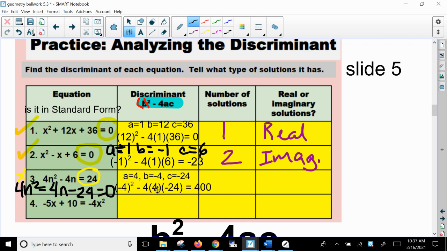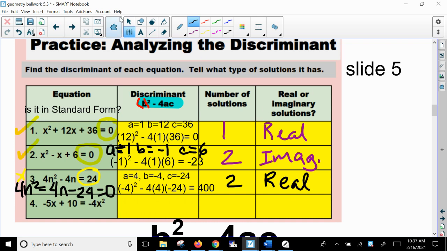And when I found the discriminant, I did B squared minus 4 times A times C. I got 400. 400 is positive. Remember, when your discriminant is positive, then you have 2 solutions and they're real.